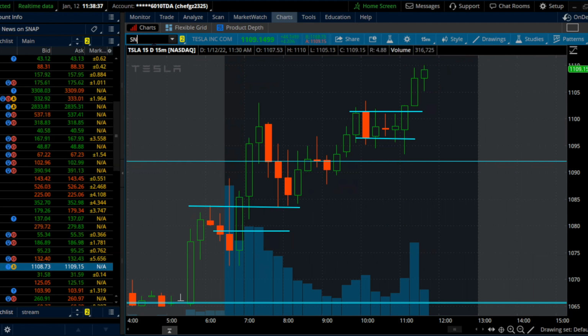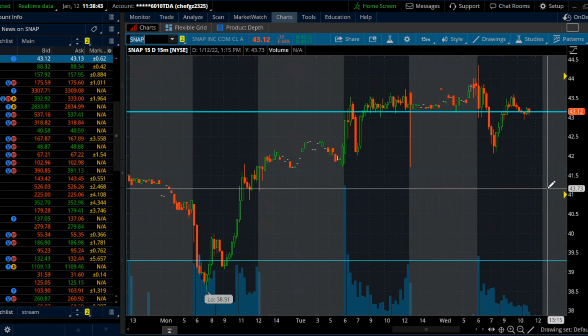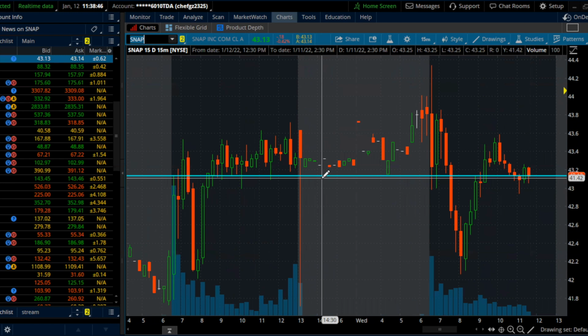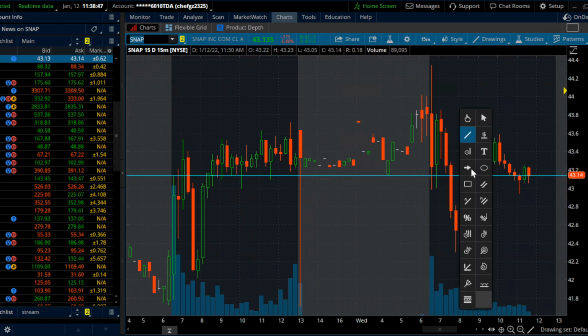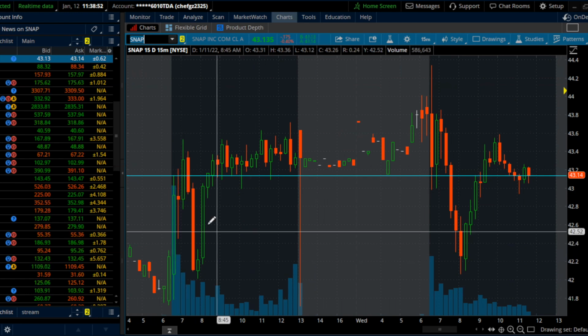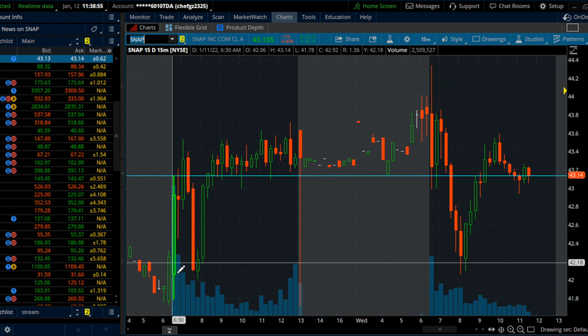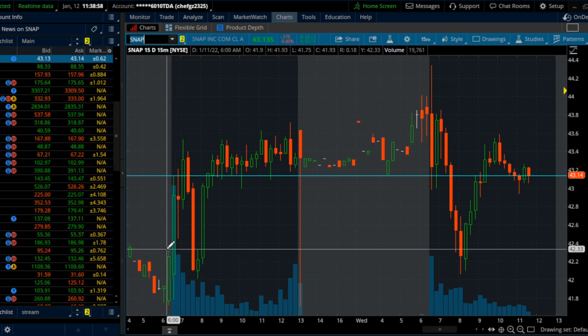All right, now let's go look at Snap because I actually entered this position and I'm going to show you the 15. So Snap position was a swing play. The entry was yesterday. I ended up entering around 42 down here, down at these levels right at the open.